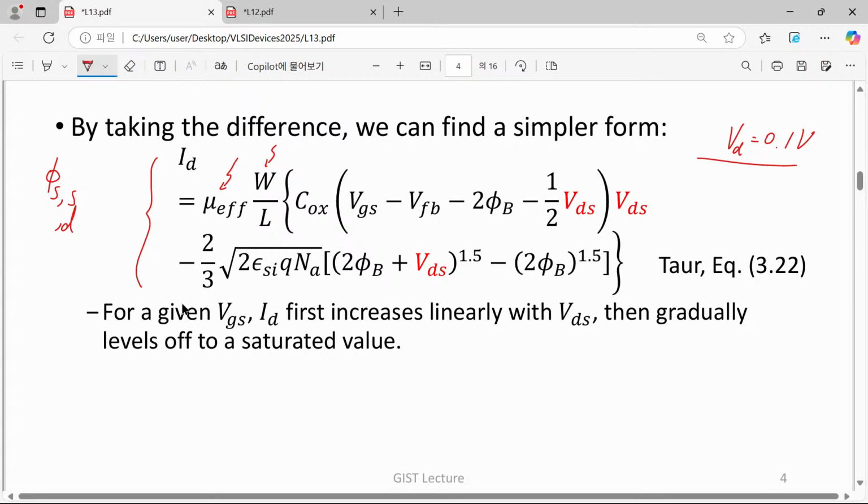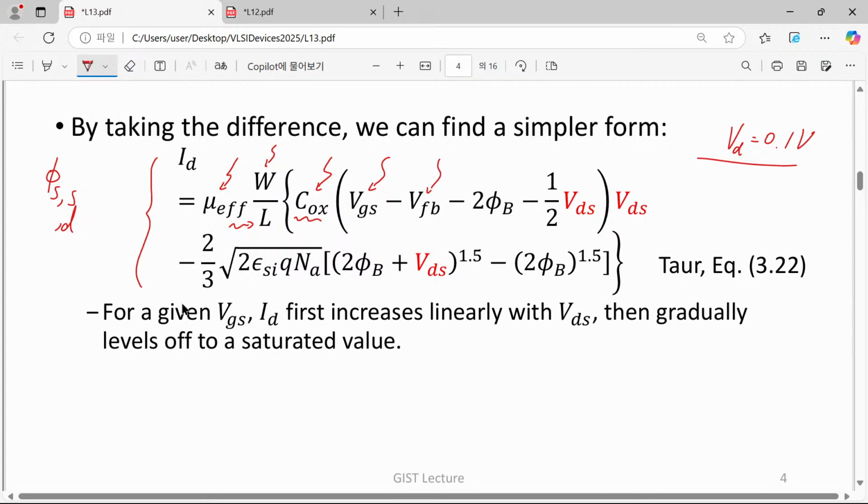W, this is the width of your transistor. This is also given. This one, L, this is the length of your channel. Yes, that is also given. Cox, once you know the equivalent thickness of your oxide layer, then Cox is given. VGS, this is your controllable quantity.